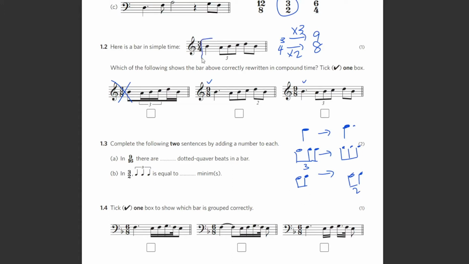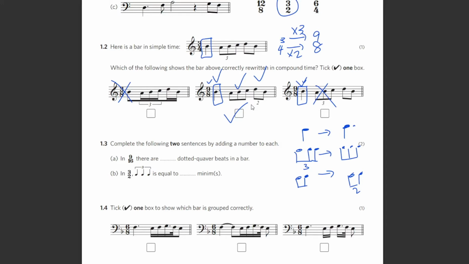Now let's take a look at this. This crotchet will become a dotted crotchet. Both are dotted crotchets, so they are correct. The triplet sign will be removed, so this is correct. This is wrong. For these 2 quavers, you will put a duplet sign, so this is correct. So the answer is this.